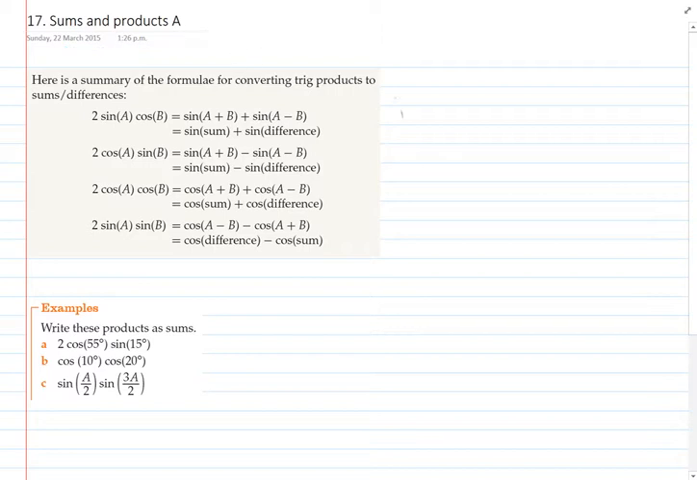So in this yellow box here we'll call this product and sum rules, and we'll look at a few examples here. So let's look at example A. It says 2 cos 55 sine 15.